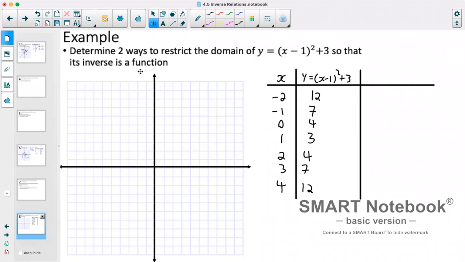So applying -2, I'm a bit off the grid at 12. -1, I am at 7. 0, I'm at 4. 1, I'm at 3. 2, we're at 4. 3, we're at 7. 4, we are at 12. So our original function looks something like this. So that's our y is equal to (x minus 1) squared plus 3.